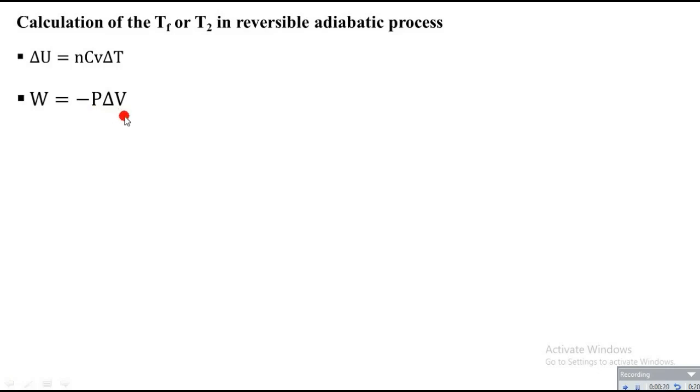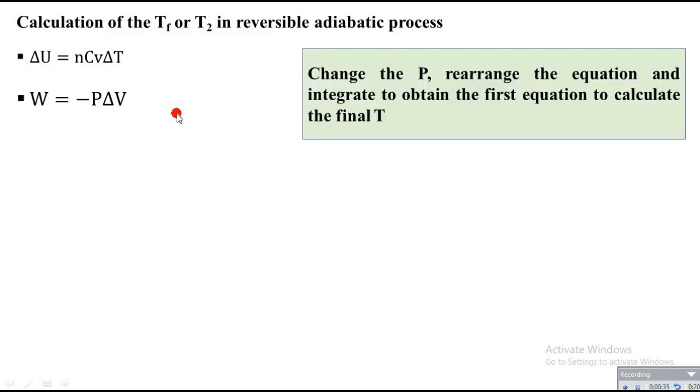Remember, for the reversible adiabatic process, you don't use the external pressure. External pressure is not constant. You use the pressure of the gas. That's the reason why we derive that work done is equal to minus P dV, where P is the pressure of the gas. So we can equalize the two formulas, change the P, then rearrange the equation and integrate to obtain the first equation to calculate the final temperature.